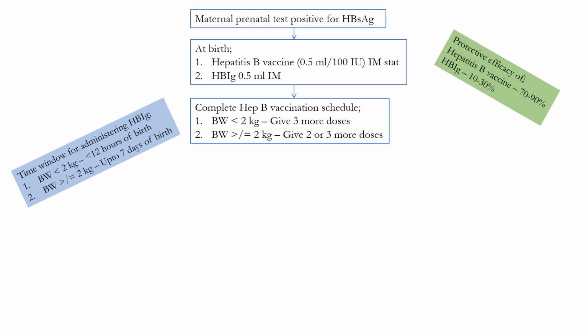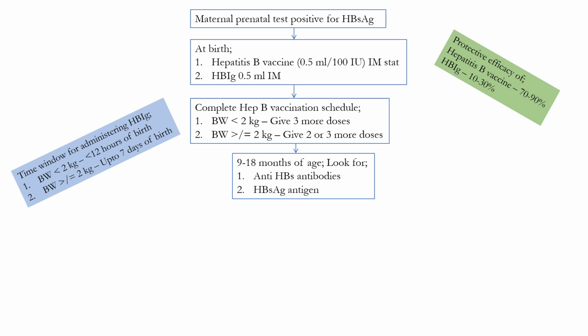And a complete hepatitis B vaccination should be done to these babies. For babies with birth weight less than 2 kg, 3 more doses, that is at 6, 10 and 14 weeks, should be given as per the schedule. But for babies whose birth weight is more than or equal to 2 kg, you can skip one additional dose at 10 or 14 weeks, but you must definitely give 2 more doses. And even if you give 3 doses, it is okay. So birth dose may or may not be counted in these babies.